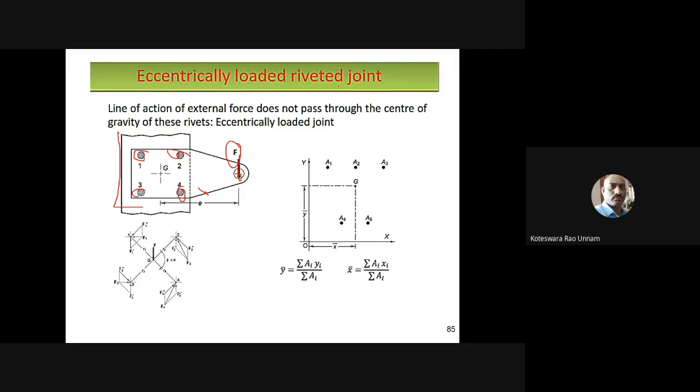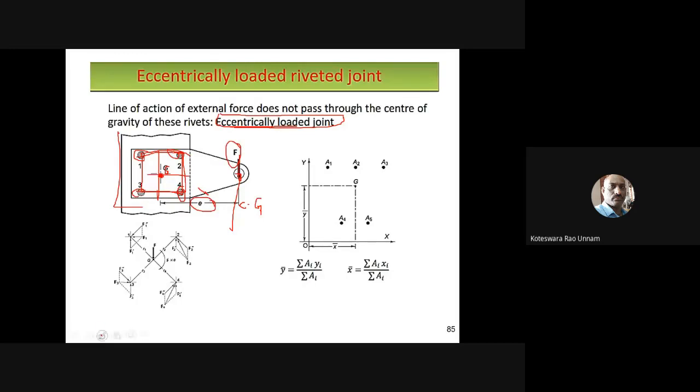So when will we call a load an eccentrically loaded load? If the line of action of that force is not passing through the center of gravity (CG) of the object, then we will call that load an eccentrically applied load. So here this is our joint. Now if I compute the center of gravity, because of symmetry, obviously the center of gravity is at this location G. Now this has some offset distance, that is the eccentricity E, which he has given here.